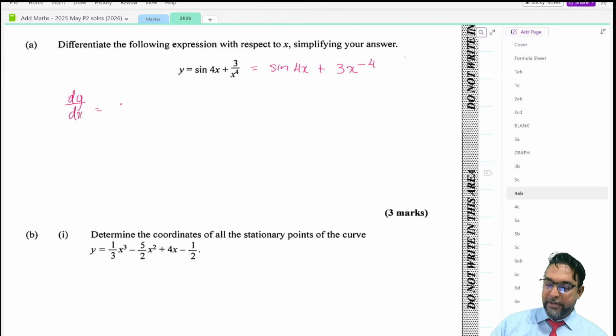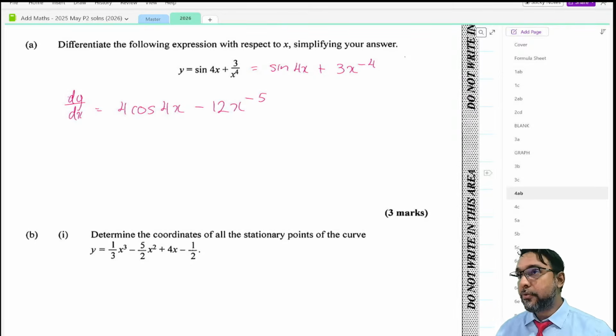Well, so here multiply the 4 to the front. You differentiate sine, you get cosine. You multiply the 4 to the front, again you get minus 12. And you decrease the index by 1. Okay, that I know why, because I did mine. Not sure about those 3 marks, but if they're going to give us 3 marks, cool.